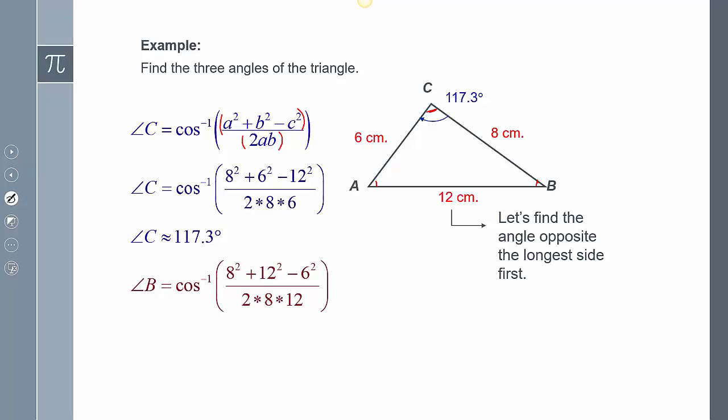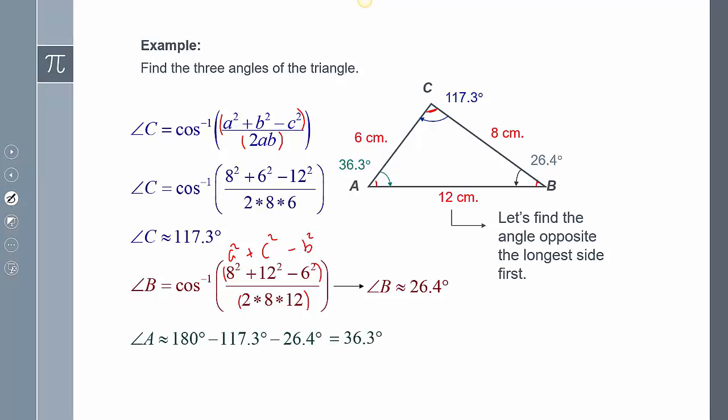Now I can do the same thing to angle B. But remember, because it's angle B, now this is A squared plus C squared minus B squared. Another thing we can get confused about is making sure we're entering the correct A, B, and C into our calculator. Once again, make sure you have the correct parentheses, and when you simplify in your calculator, you get 26.4. Now that I have those two angles, 180 degrees minus the rest, I can find my other angle. It's not overly complicated, it's pretty straightforward.